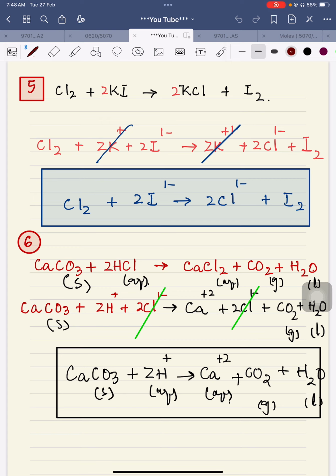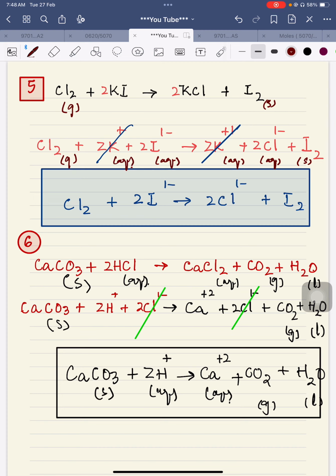I can write the word gas here: Cl2 gas is bubbled through KI solution. So it is a gas here, and I2 you may say is a liquid, or you may say that it is a solid. It will settle at the bottom, whereas all the ions are always in the aqueous state. There is no other option for any ion.